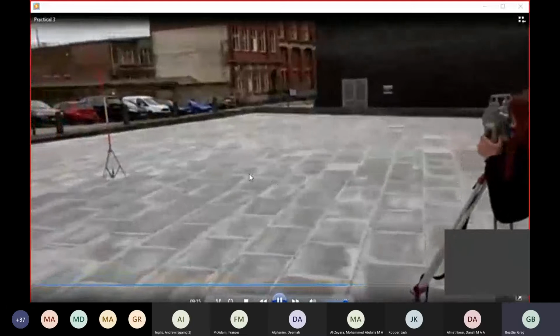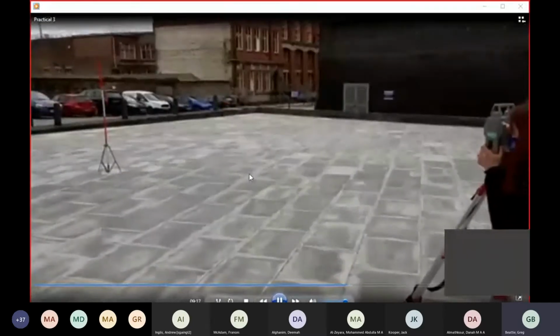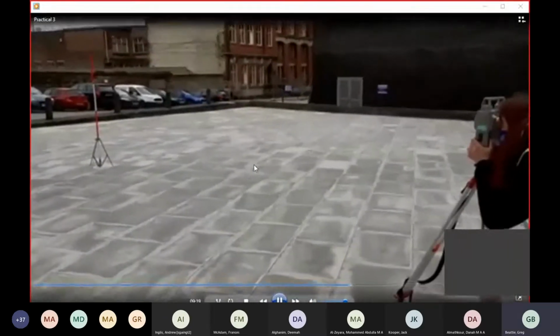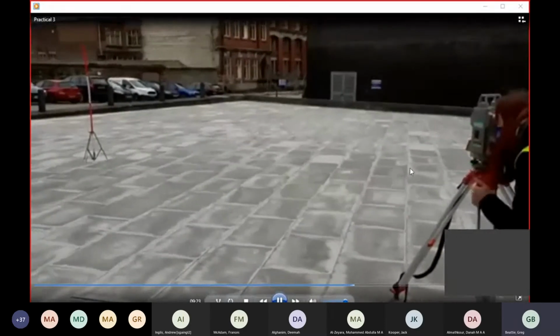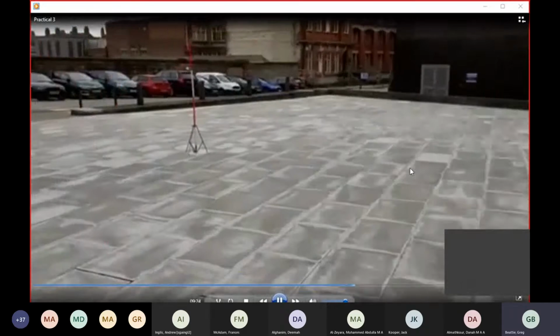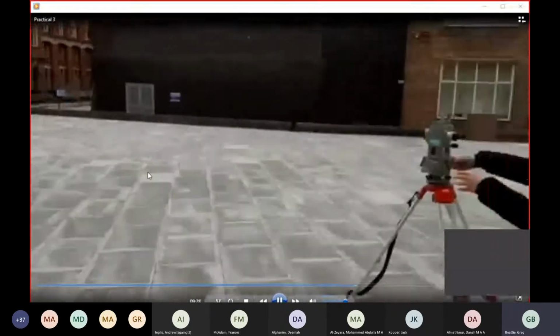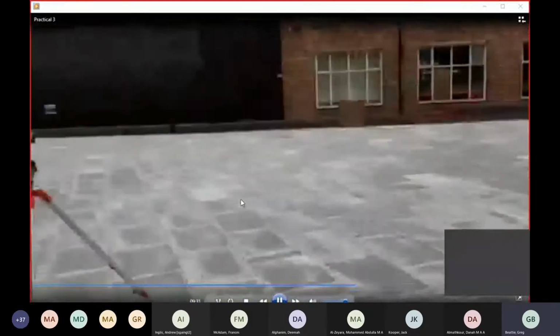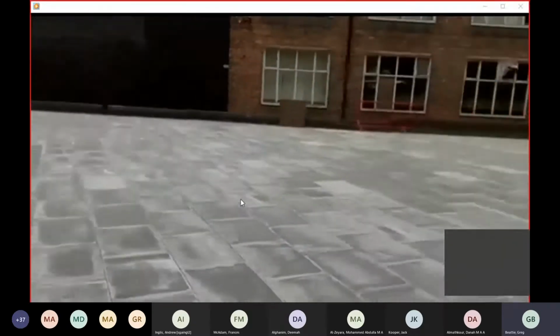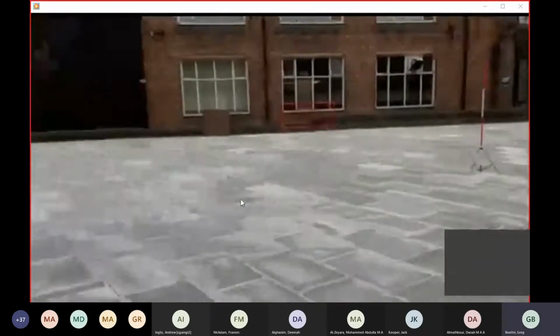Bit of adjustment there. We did actually make an error, which is a common one in this type of survey. When we held the angle and went back, the wrong button was pushed and the angle was reset. So we had to do that again. That's why the video looks a bit broken up there. But this is the second angle being remeasured.